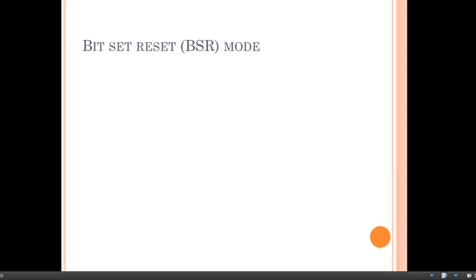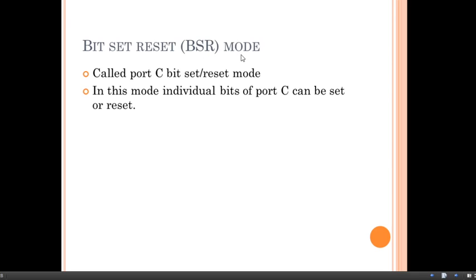Now first we'll see the bit set reset mode. It is also called BSR mode. This BSR mode is a port C bit set reset mode, meaning in this case the bits of port C can be set or reset by using this BSR mode. In this mode the individual bits of port C can be set or reset.